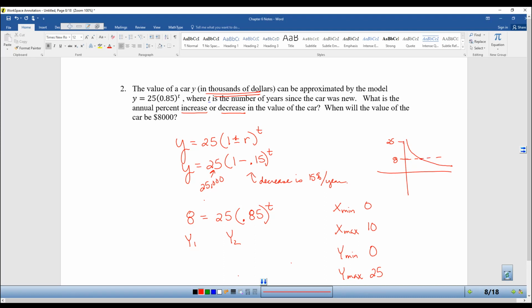And I will be looking for this answer in your notes because it's just a matter of plugging it into the calculator and using that intersect feature, and I want to make sure that you can do it.